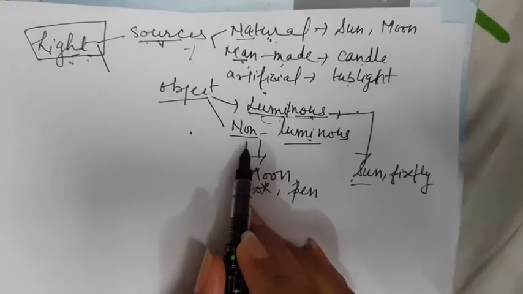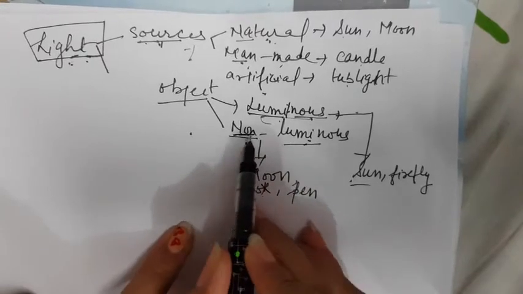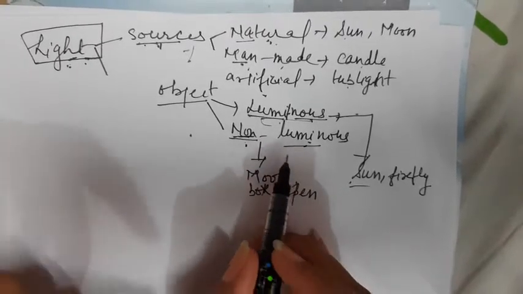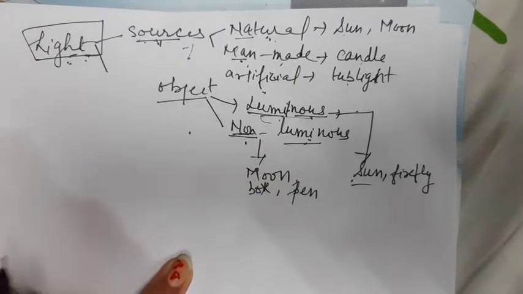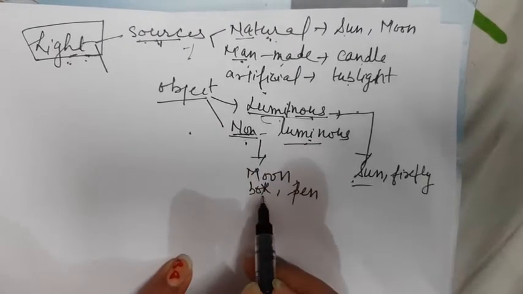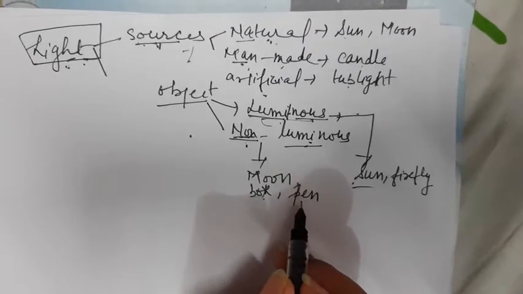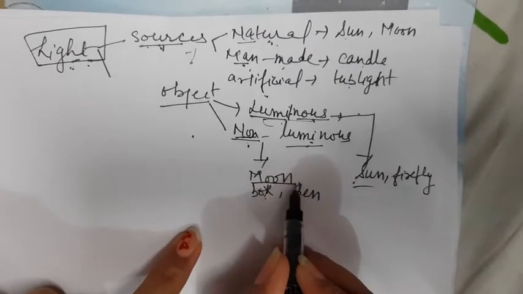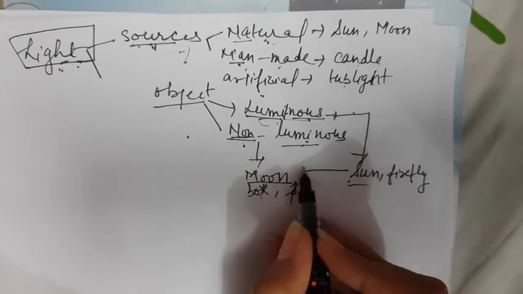These are the examples of luminous objects. Now talking about non-luminous objects, which do not have their own light. Non means not having at all. Objects which do not produce their own light are known as non-luminous objects. That is the moon, a box, and everything you see around, and they are not producing any light. The moon is a natural source which is non-luminous. It takes the light from sunlight.